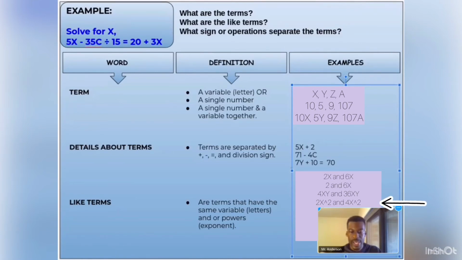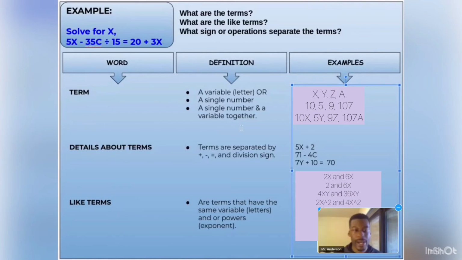So let's say 2x to the power of 2 and 4x to the power of 2. That is also like terms. They have the same letter, and this time they also have the same power. Okay, they have the same exponent. They're the same, so you can combine like terms. And you're going to see in another video I do after this how we take this information and we combine like terms, and it just gets simpler and simpler and simpler because we understand the foundation of what we're doing.